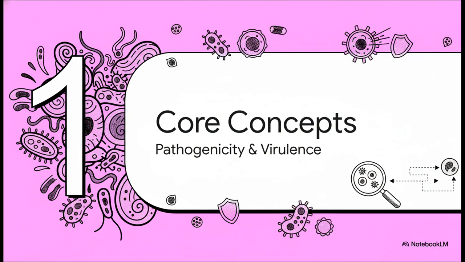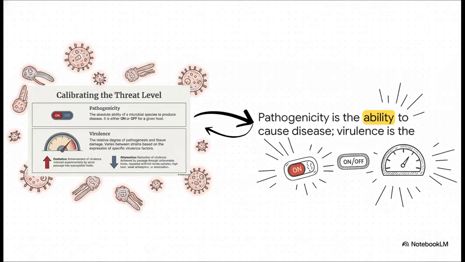All right, let's first establish our foundational terminology. A precise understanding of two key terms, pathogenicity and virulence, is absolutely essential for everything that follows. Now, pay close attention to this distinction. Pathogenicity is a qualitative binary concept. It's simply the ability to cause disease. You can think of it as an on-off switch. A species is either pathogenic or it is not.